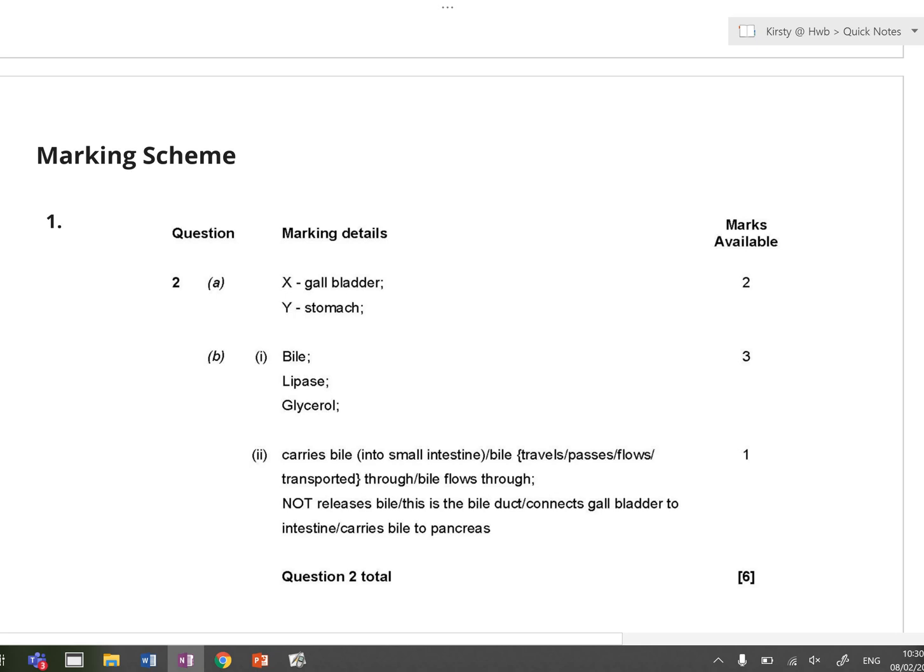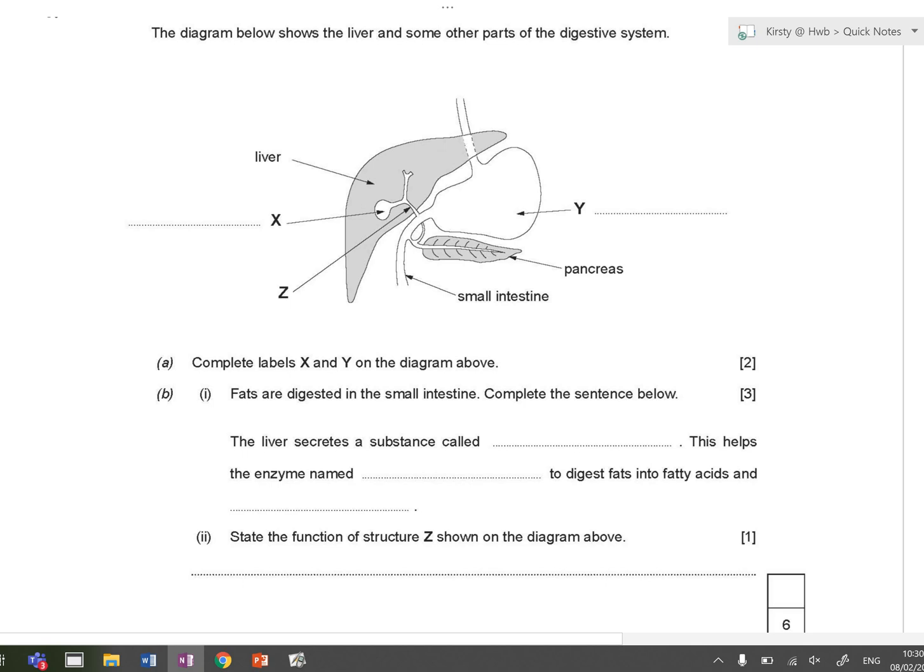Okay, so this would be your answers for this question. X is the gallbladder and Y is the stomach. When we were looking at filling in the gaps, you should have bile in the first gap, the enzyme lipase in the second gap, and then glycerol in the third gap.